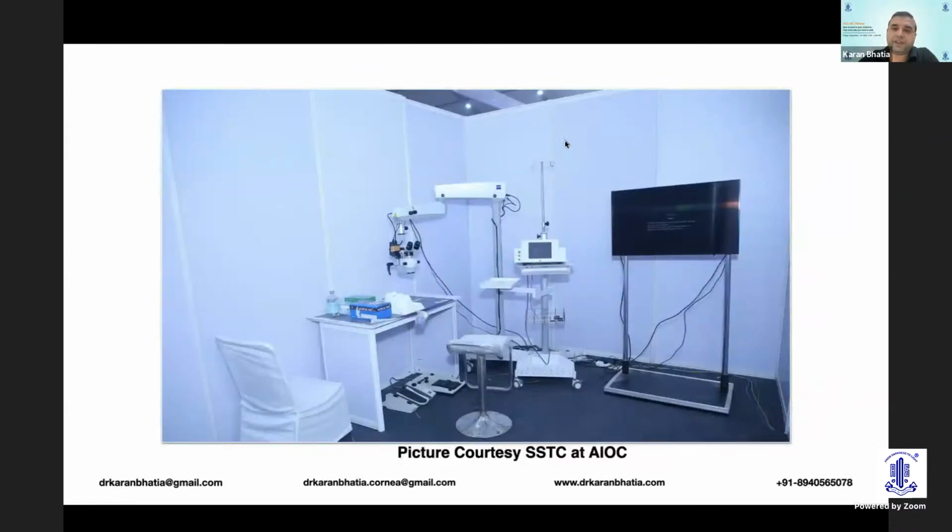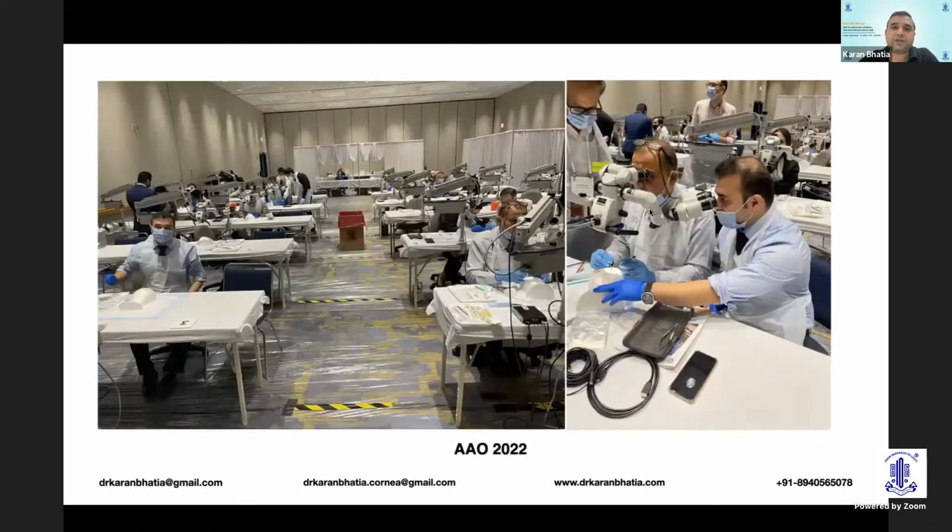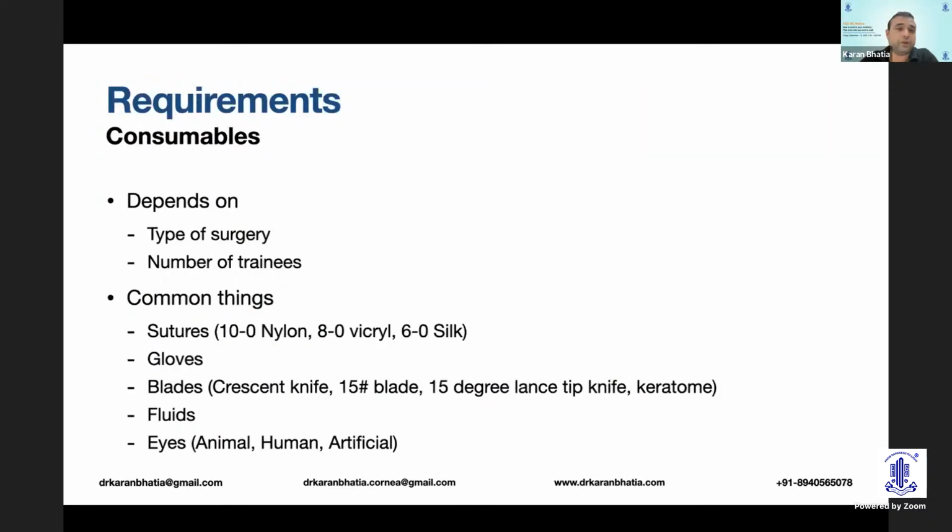In this wet lab, you should have a phaco machine, a microscope, a table, a chair for the trainee and the trainer, and a TV, if possible, to show what is happening over there, along with the other things. If that's not possible, you can use a side scope as well, because it's always better if a trainer also sees what the trainee is doing.